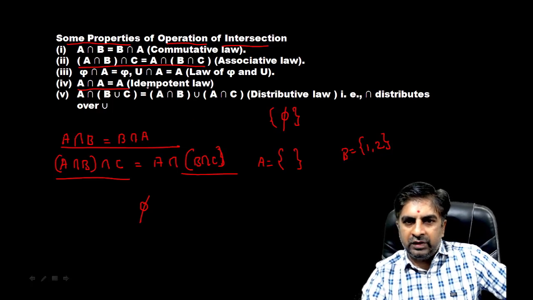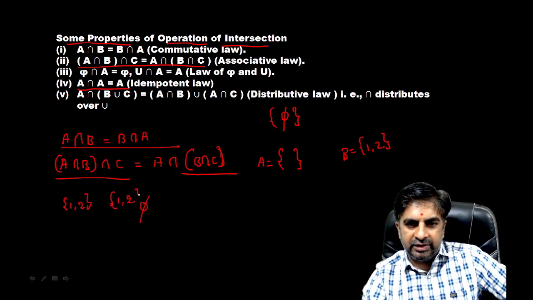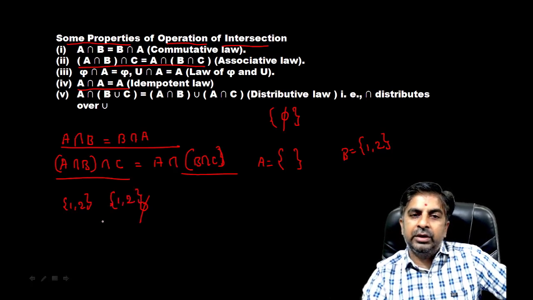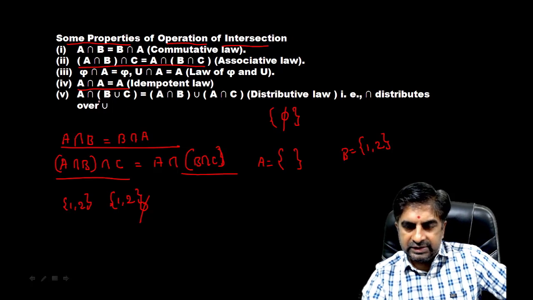Both we know that if I say 1 2 and here also 1 2, what will be the intersection? Both these terms will come in the intersection, 1 2 only. Okay guys, now A intersection B.